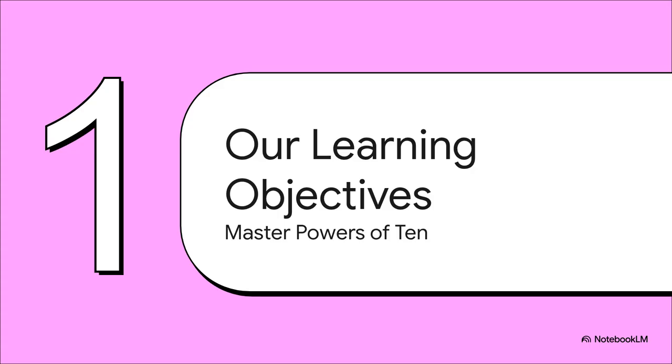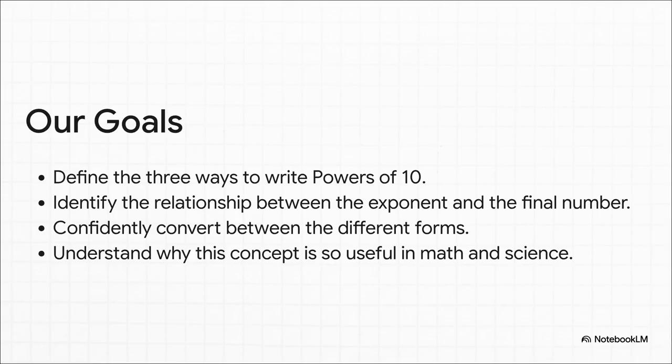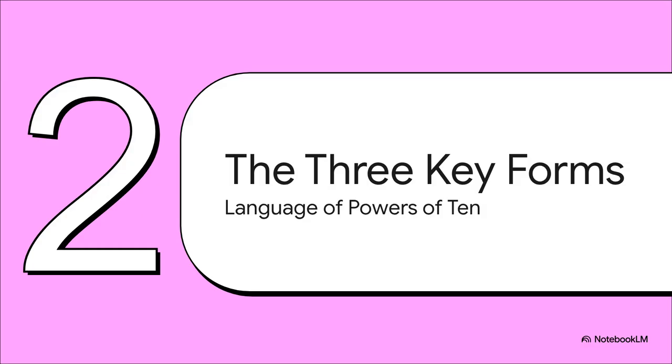All right, let's kick things off with Section 1, our learning objectives. Let's be really clear about what you'll be able to do by the end of this. Okay, so by the time we're done, you'll know the 3 key ways to write powers of 10. You'll see the super simple connection between that little number up top, the exponent, and the final number, and you'll be able to switch between them no problem. This is the exact skill scientists use so they don't have to write a number that stretches across the entire page.